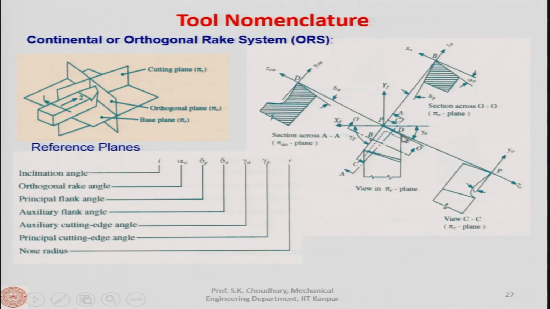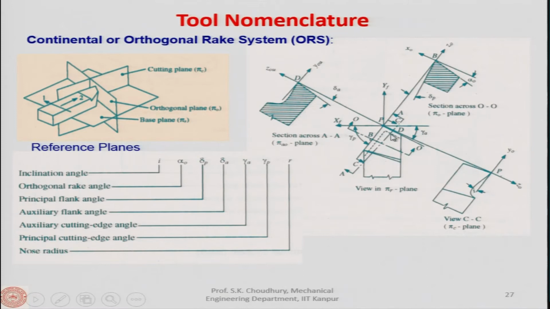Auxiliary cutting edge is here, P D, and perpendicular to that is the AA. All right. So, this is the auxiliary flank angle. So, these two angles, principal flank angle and auxiliary flank angle, they actually define the inclination of the flank face.